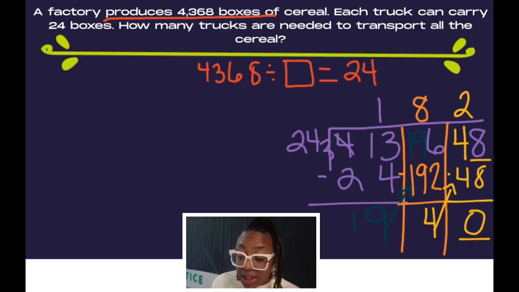So I know I'm officially done. I also have no additional numbers where I need to pop anything up in. So 4,368 divided by 24 equals 182. And again, with the fact family, those numbers can be switched around to prove that that answer is correct.